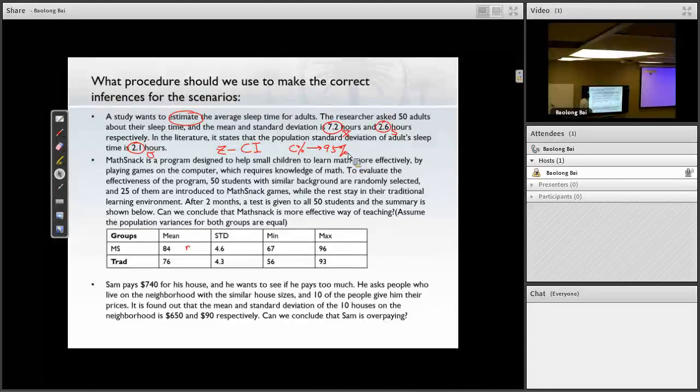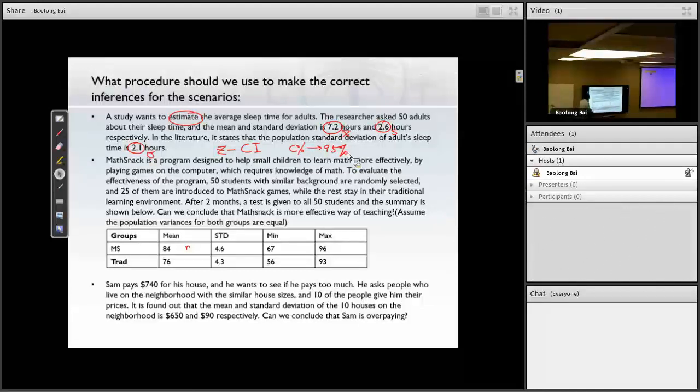Next question, MathSnack is a program designed to help small children learn math more effectively by playing games on computer, which requires knowledge of math. To evaluate the effectiveness of the program, 50 students with similar math background are randomly selected. 25 of them are introduced to the MathSnack games, while the rest stay in their traditional learning environments. After 2 months, a test is given to all 50 students, and the summary is shown as below.